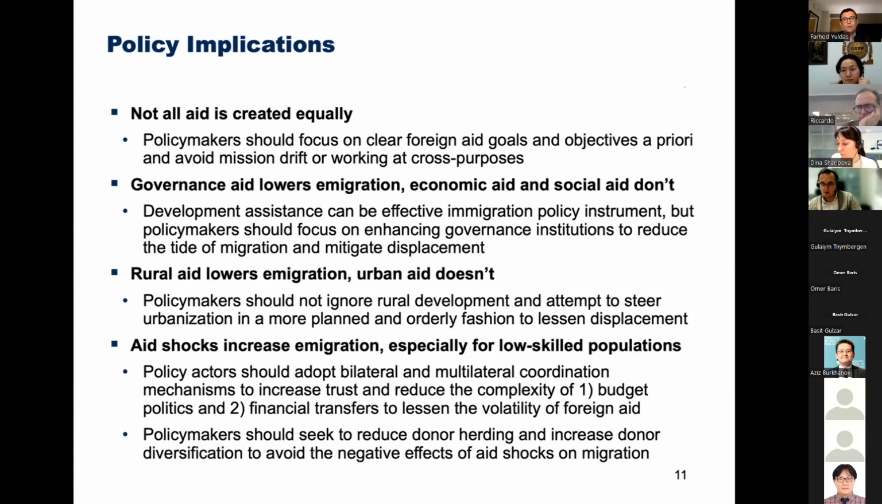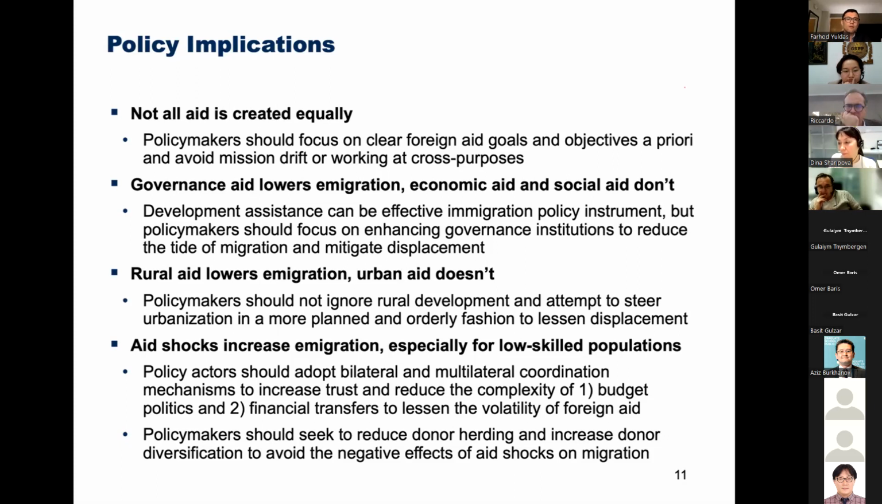So what are some of the policy implications that come out from this research? Given that not all aid is created equally, policymakers should focus on clearer foreign aid goals and objectives ahead of time, so that after the fact, they don't get into mission drift, as well as working at cross purposes when they're leveraging different types of aid for different, sometimes politically expedient reasons, right?